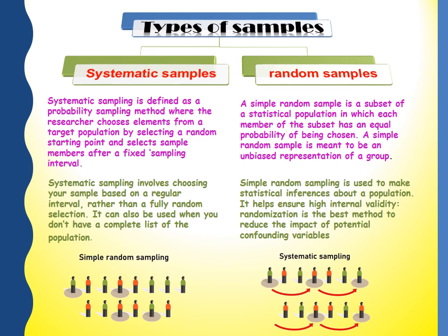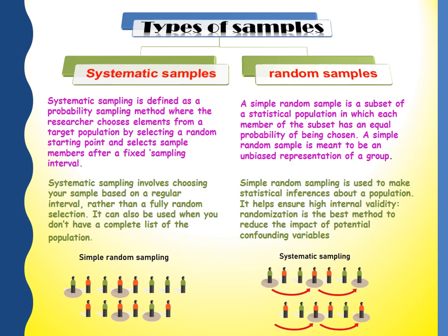Systematic sampling is defined as a probability sampling method where the researcher chooses elements from the target population by selecting a random starting point and selects sample members after a fixed sampling interval. Systematic sampling involves choosing your sample based on a regular interval rather than a fully random selection. It can also be used when you don't have a complete list of the population.